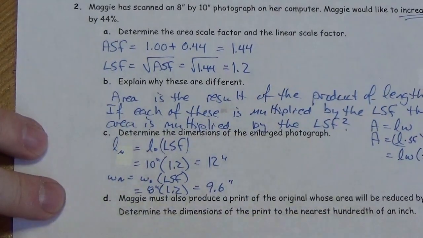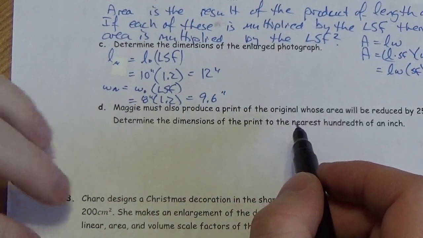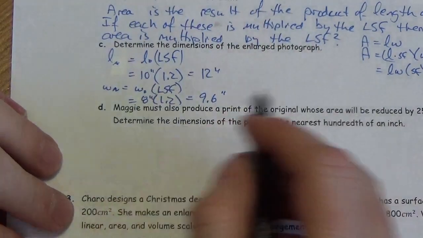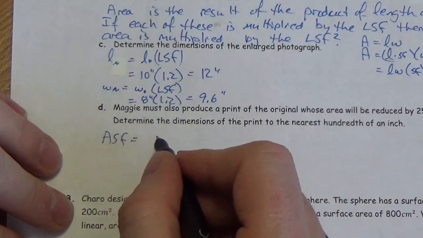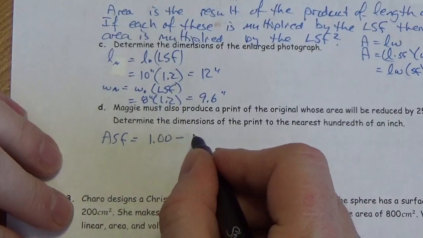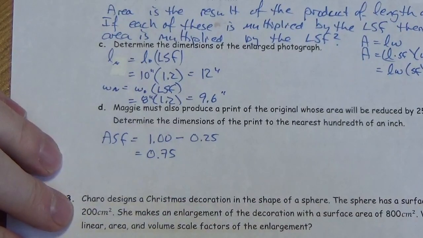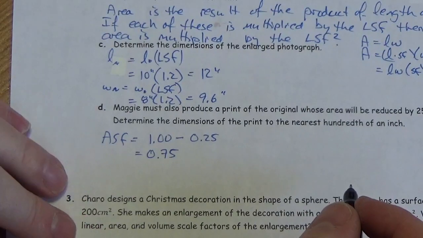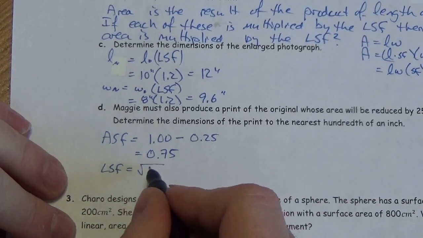Now, finally, Maggie must also produce a print of the original whose area will be reduced by 25%. Determine the dimensions of the print to the nearest hundredth of an inch. Well, in this case our area scale factor is going to be 100% of the original minus 25%, which is actually going to be 75% of the original. So this is the area scale factor, which means our linear scale factor is going to be the square root of that.